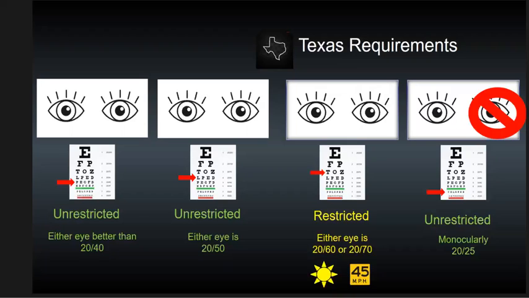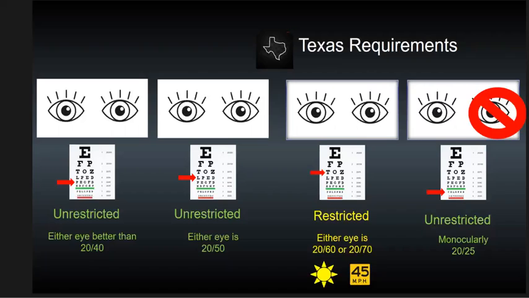Now, if the better seeing eye is 20/60 or 20/70, this is when we start to have restrictions. So these patients can only drive a half hour after sunrise to a half hour before sunset on roads that cannot exceed 45 miles per hour.